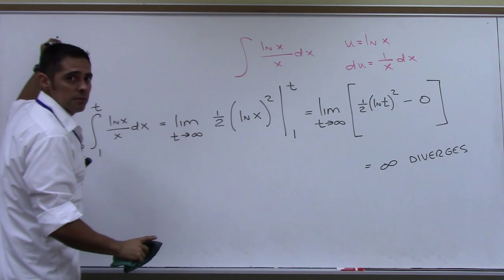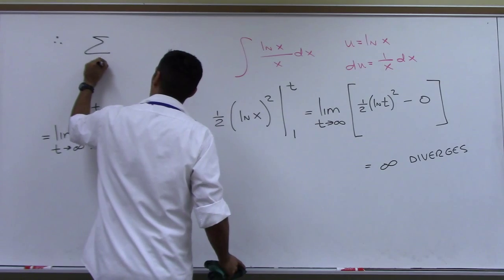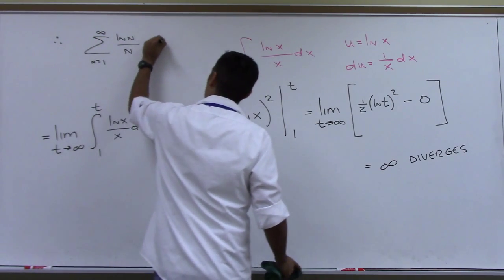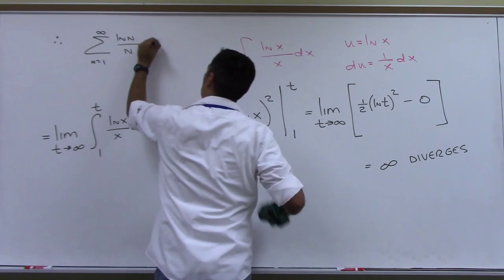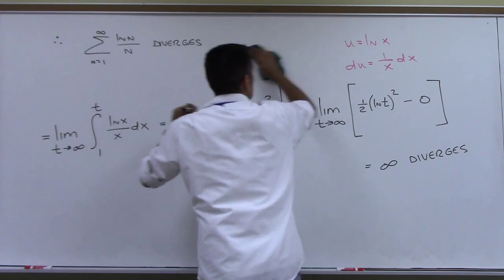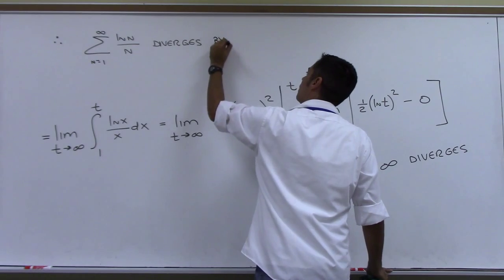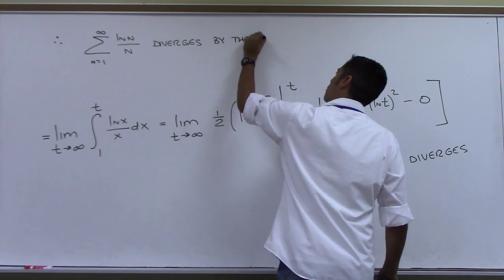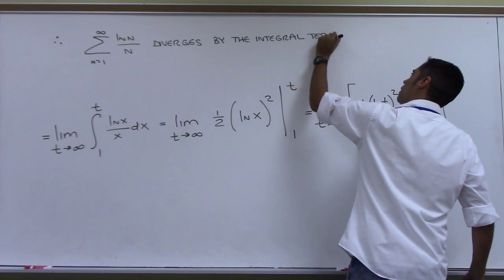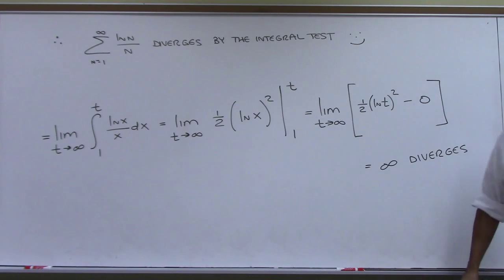Therefore, the series from n equals 1 to infinity of natural log n over n diverges by the integral test. There, little happy face at the end.